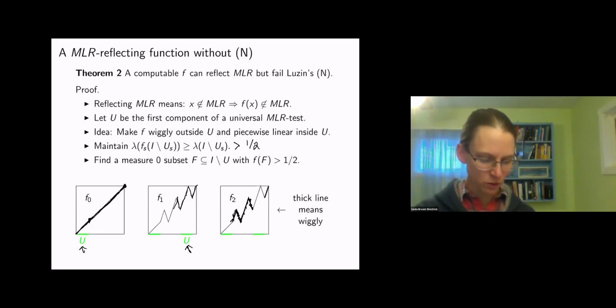So this part is good. We've achieved that if X is not Martin-Löf random, then the image will not be Martin-Löf random.